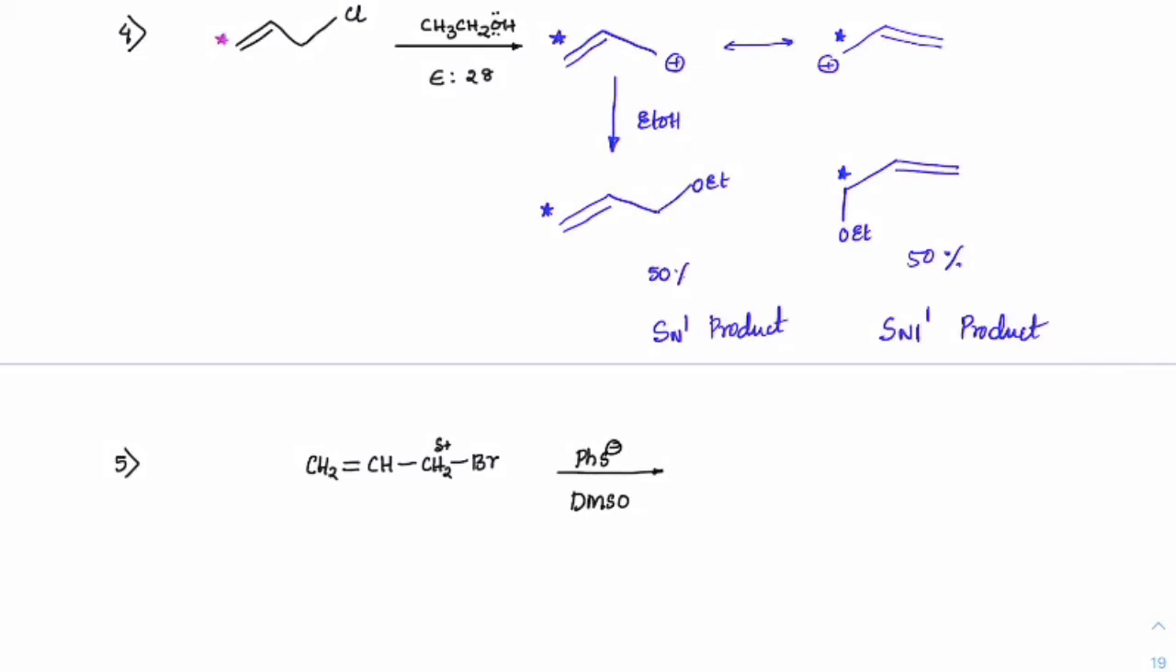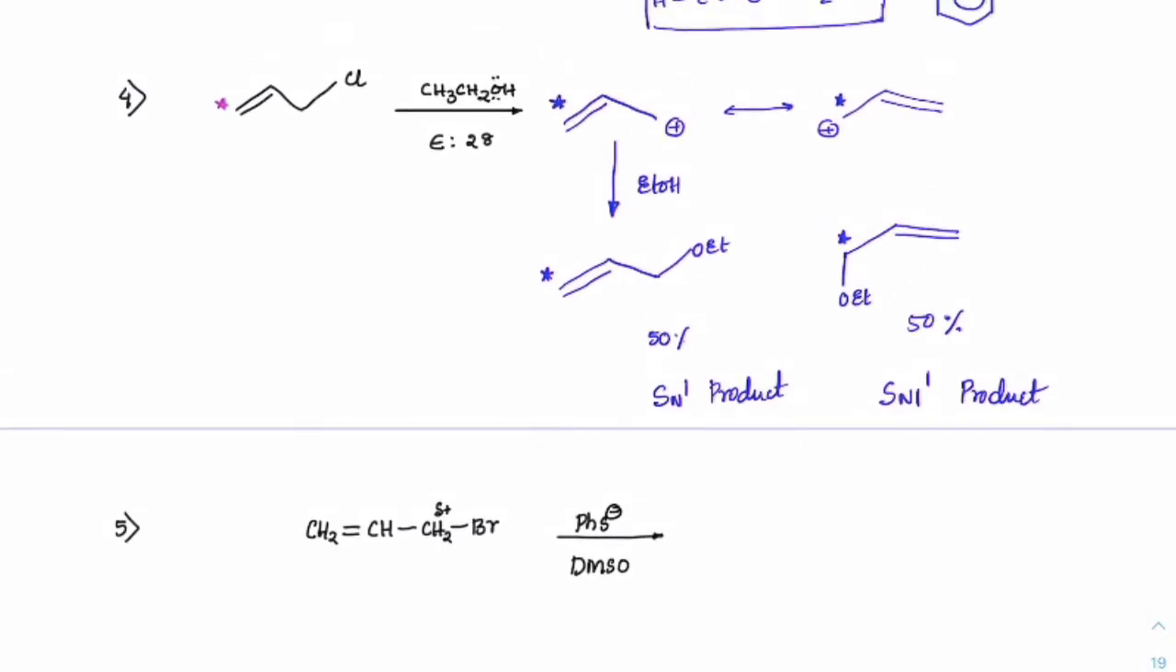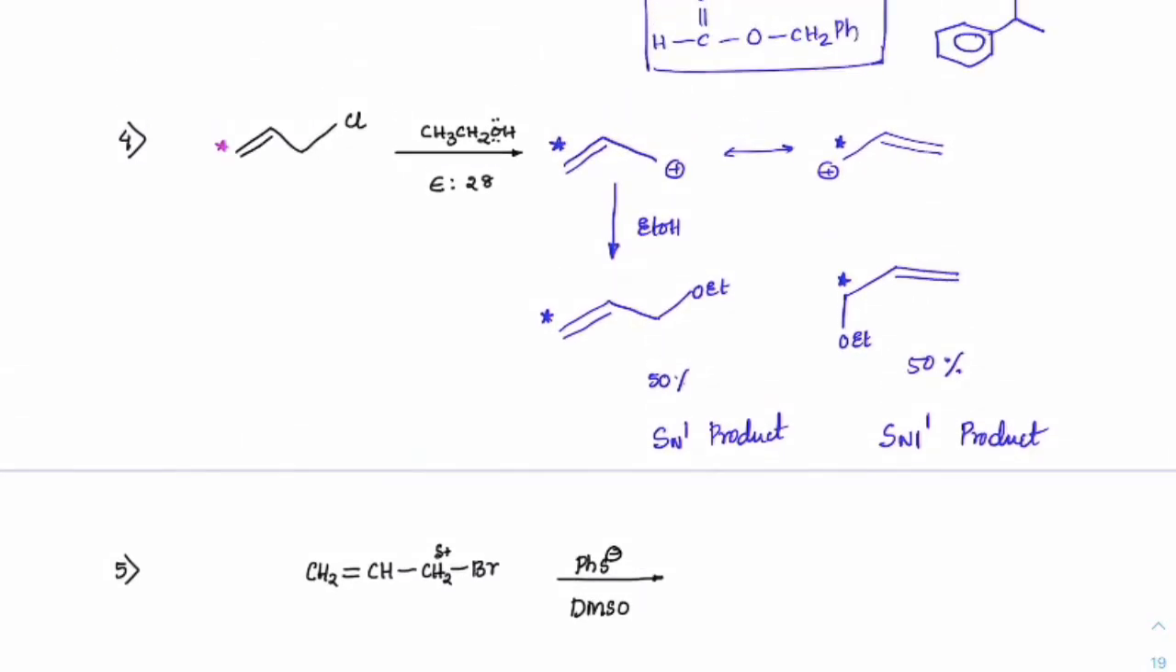Yes, beta. Major is SN2, right? Fourth case, no beta, SN1. This is a weak nucleophile, EtOH. If it was EtO minus, then that would have been SN2.